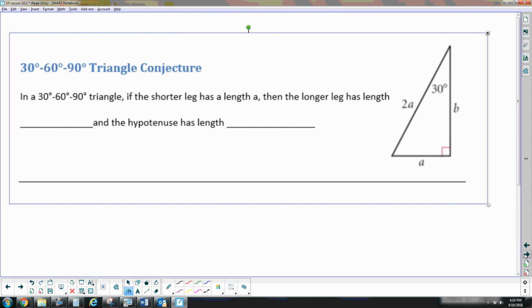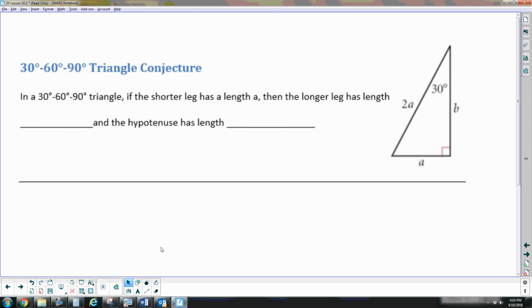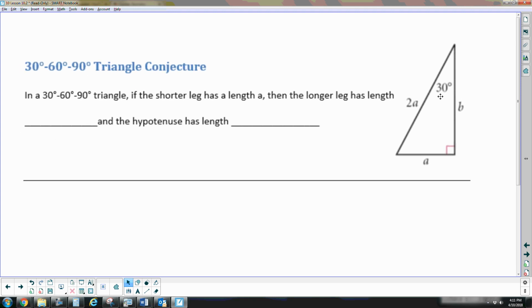Now let's look at a second one. The second one has angle measures 30, 60, 90. So in a 30, 60, 90 triangle, if the shorter length has side A, so the shorter length is going to be opposite of the smaller angle. So the shorter length is side A.